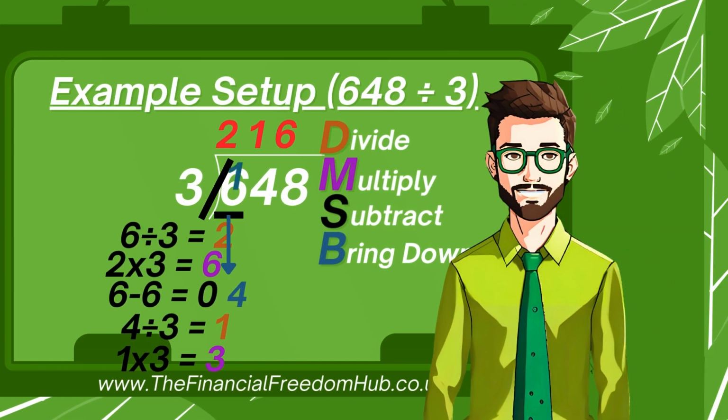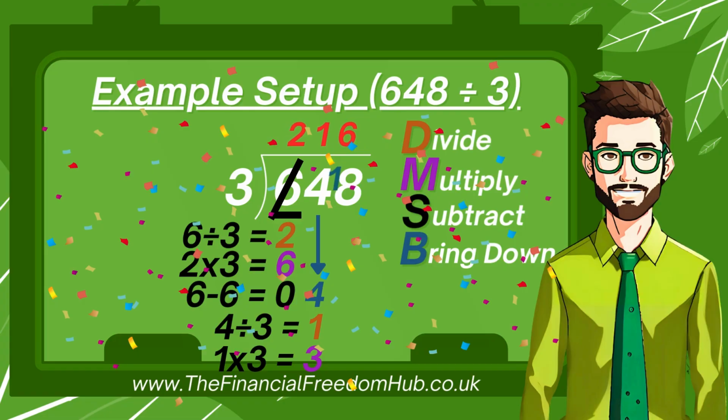Now divide 18. 18 divided by 3 is 6. Done. 648 divided by 3 equals 216. Let's double check. 216 times 3 equals 648.